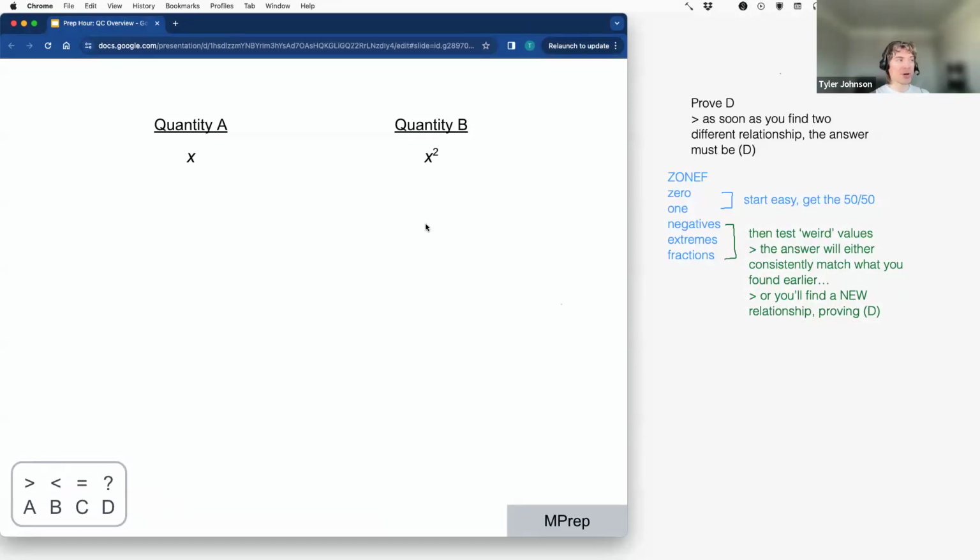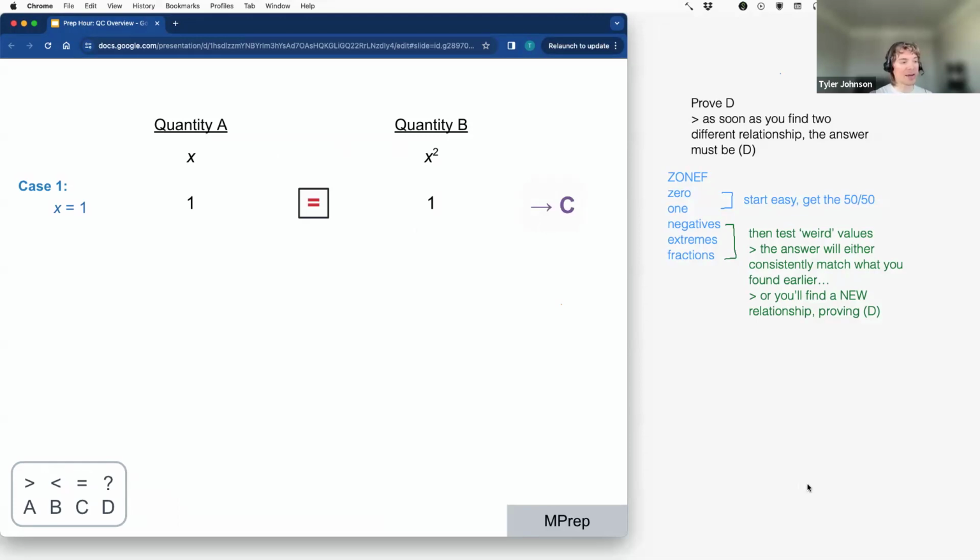So if I want to take the ZONEF approach here, I'll start simple, something like a 0 or a 1. Either of those two values is going to create a situation where my two quantities are equal. But we don't stop after just one trial. We want to make sure we also test some weird values here.